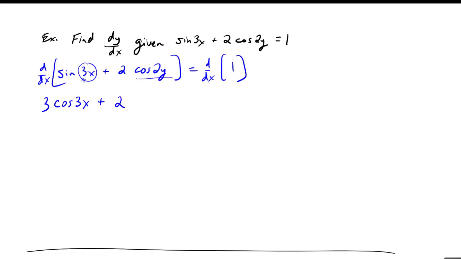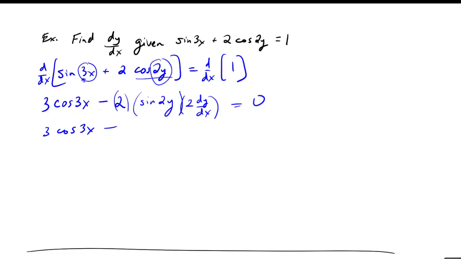Derivative of cosine 2y, well that's cosine of something, so I'll change this to minus sine 2y, but then I take the derivative of 2y, and I'm actually going to get a 2 dy/dx. Okay, so I have all of this equals 0. So let me clean that up a bit. 3 cosine 3x minus 4 sine 2y dy/dx equals 0.